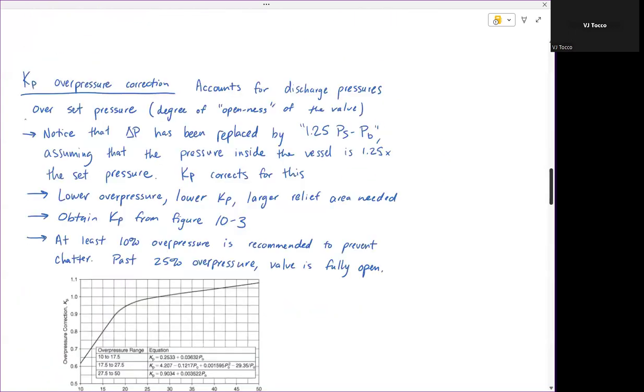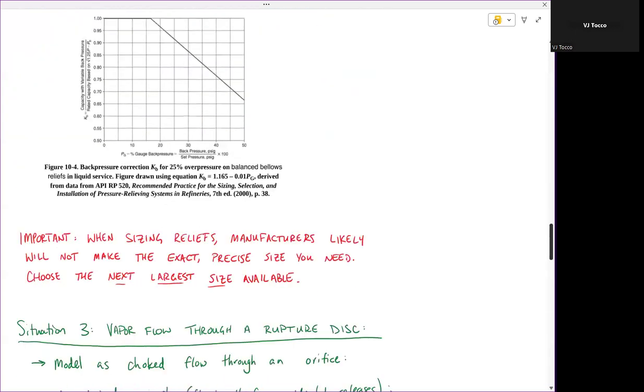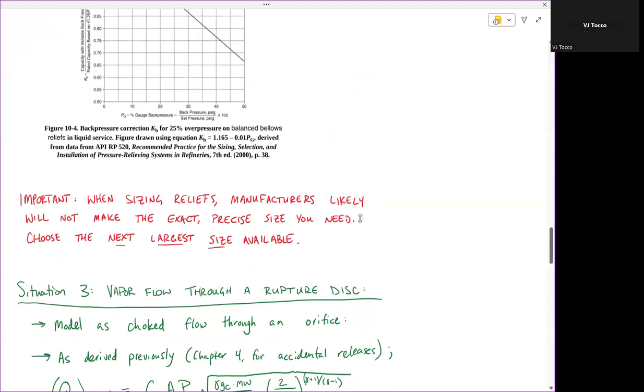Now, the other important thing to mention is that when you perform these calculations, you're very likely to get an answer that is not a standard size. So like 9.72 inches, just for example. A manufacturer is not going to sell a relief valve that is 9.72 inches. So what you should do is always choose the next largest size. It's almost like blackjack. Get as close as you can without exceeding what the area is. So always pick the next one up.